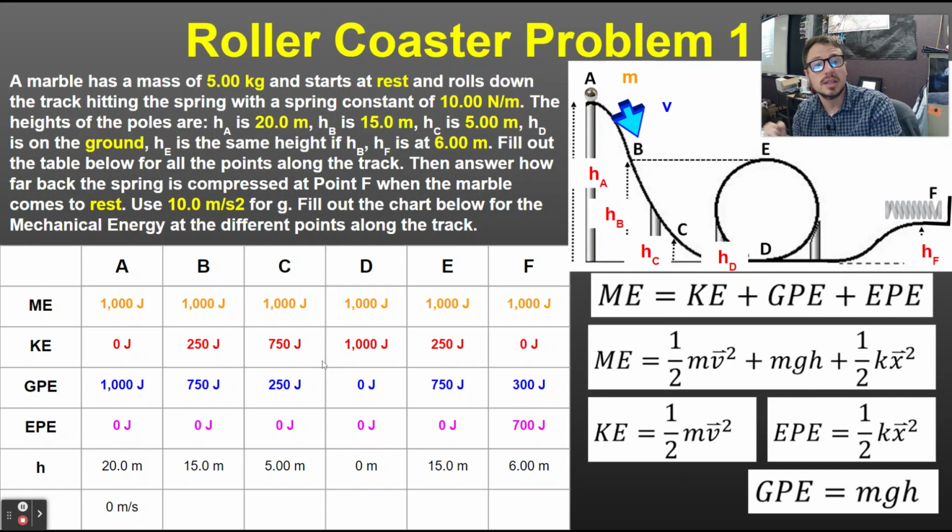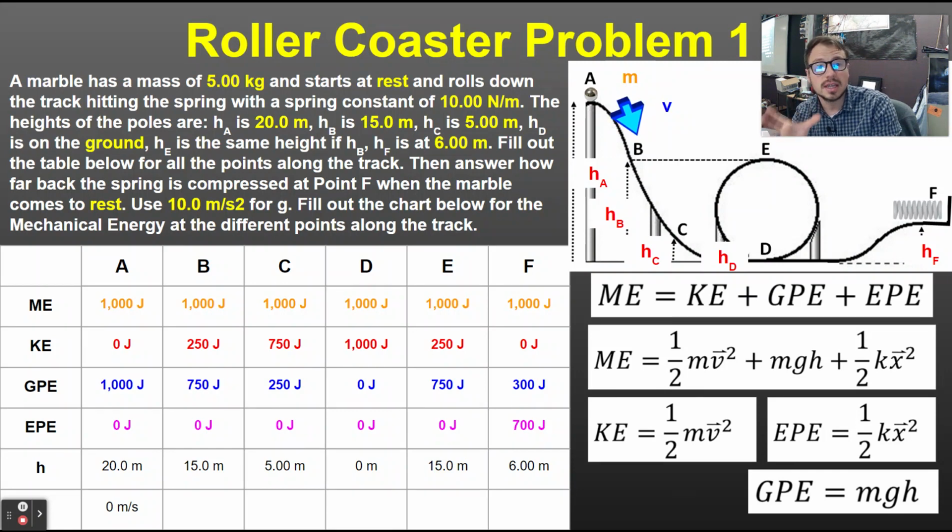Point F is a little bit tricky because now it's compressing the spring. Yes, technically that elastic potential energy is in the spring, not the marble, but we're just saying, hey, that's where that energy is. So it comes to rest when it pushes that spring back. I can calculate the gravitational potential energy. Now the rest is stored in the spring as elastic potential energy.